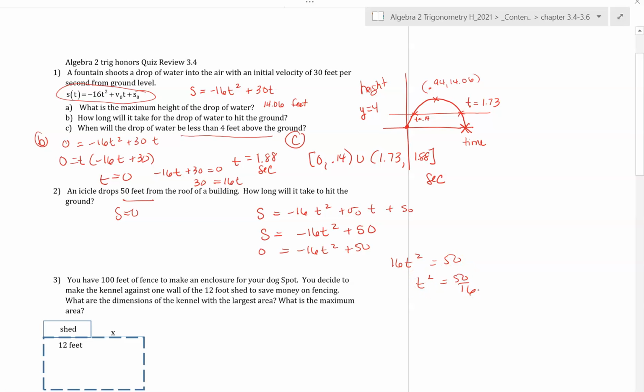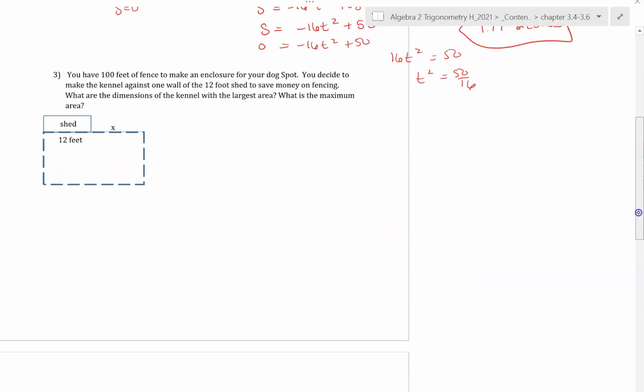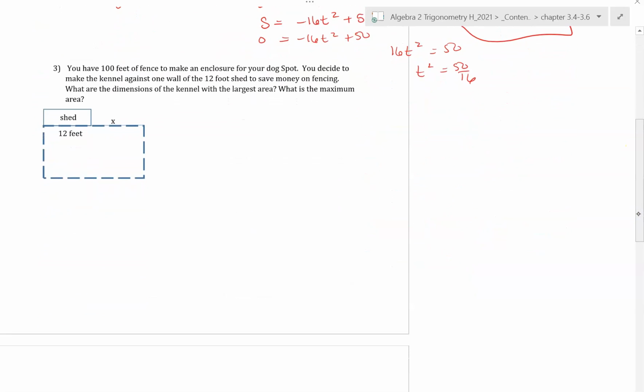You could do that. I probably wouldn't graph this one, but you could if you want to. But this is probably quicker just to solve algebraically. 1.77 seconds to hit the ground. All right, why don't you go ahead and pause the video now and try number 3.